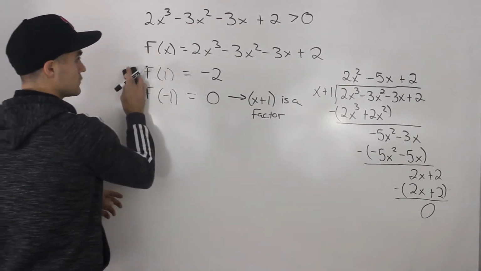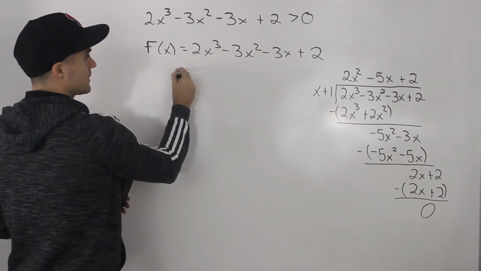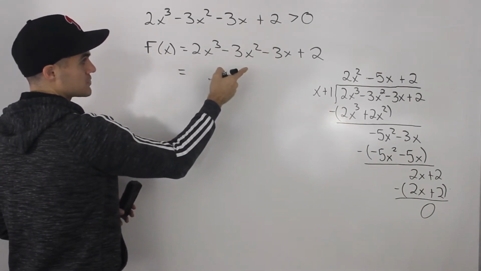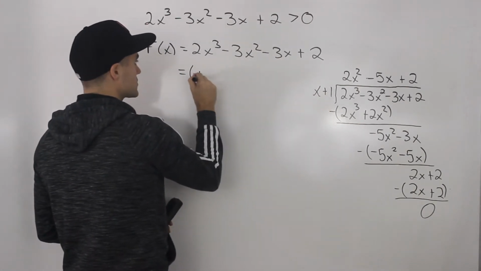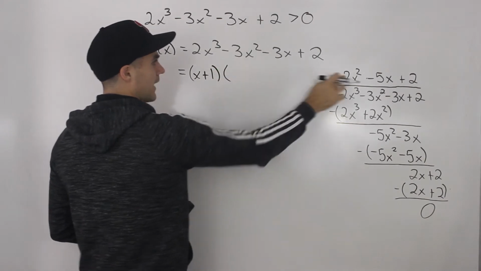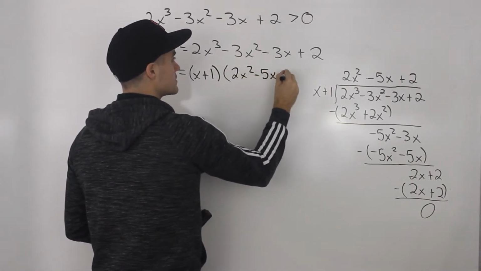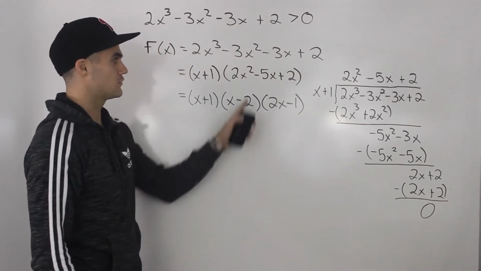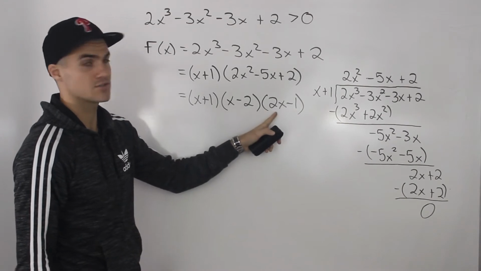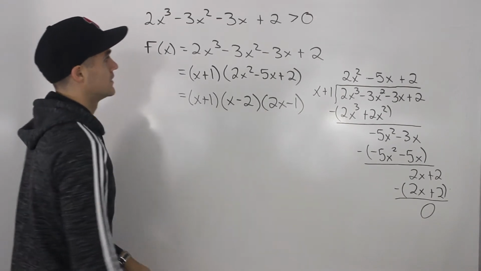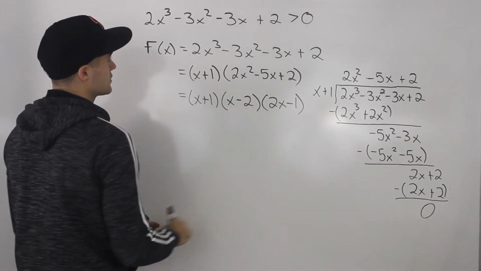So what does this mean? If we erase this, basically, we've taken 2x cubed minus 3x squared minus 3x plus 2, and now we have split it up into x plus 1 and this quotient here, 2x squared minus 5x plus 2. And then when you factor this quadratic here, it actually factors smoothly into x minus 2 and 2x minus 1. So we've taken this polynomial and factored it into these three terms.